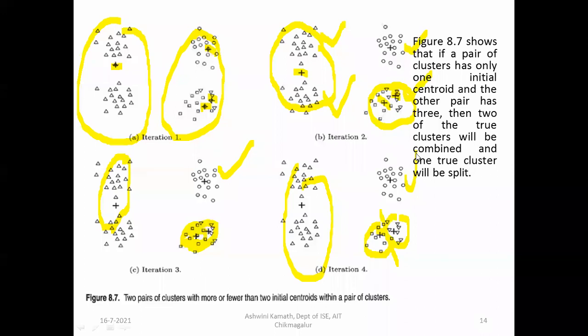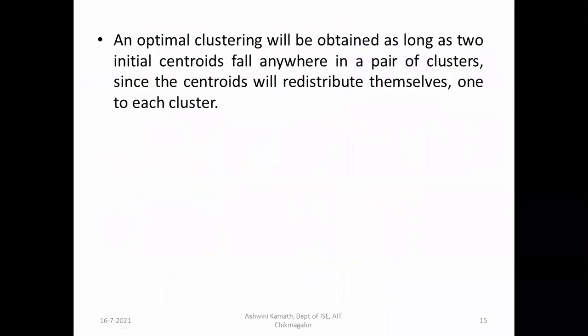So figure 8.7 shows that if a pair of clusters has only one initial centroid and the other pair has three, then two of the true clusters will be combined. Okay, two clusters combined and one true cluster will be split. An optimal clustering will be obtained as long as two initial centroids fall anywhere in two pairs of clusters, since the centroids will redistribute themselves one to each cluster. So two pairs of clusters we have, means two centroids we need. Wherever they might be, they will redistribute in the next iteration.